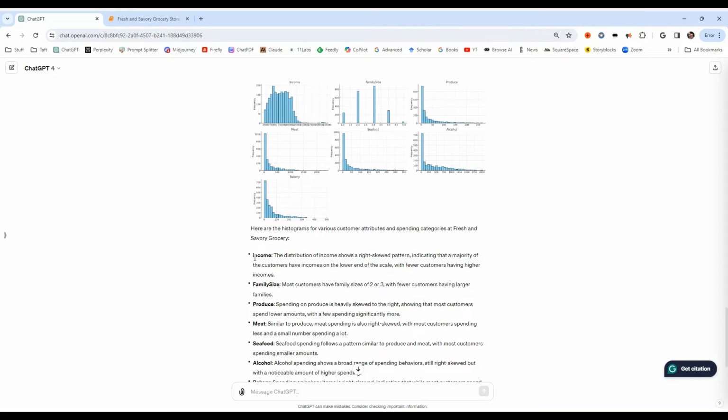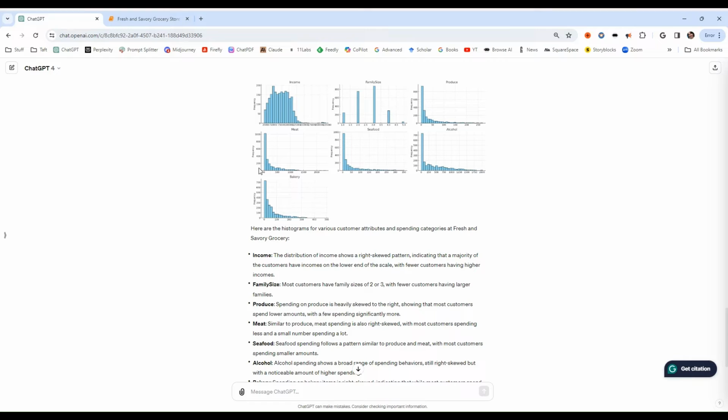So ChatGPT tells us for income that the income shows a right skew pattern right here that indicates the majority of customers have incomes on the lower end of the scale, with a few customers having higher incomes. For family size, we see that most customers have 2 or 3 children. For produce spending, we see that it is heavily skewed to the right, showing that most customers spend low amounts, with a few spending higher amounts.